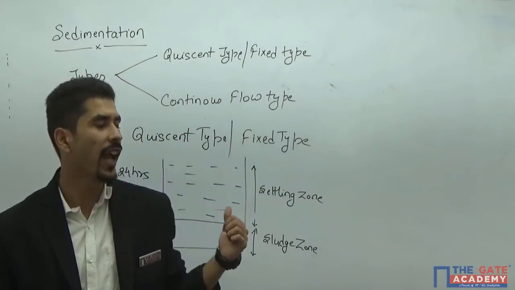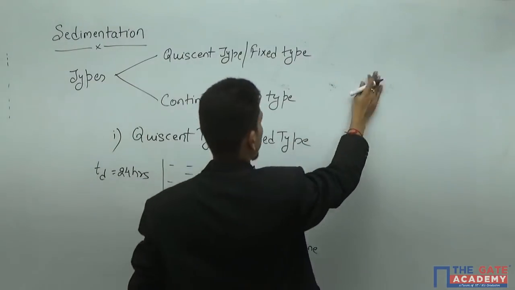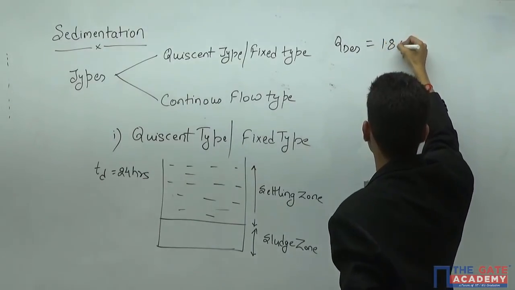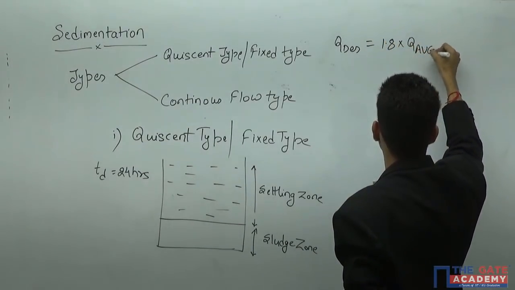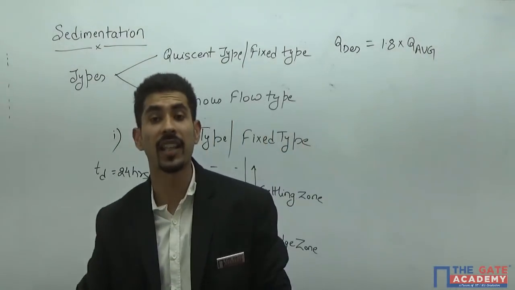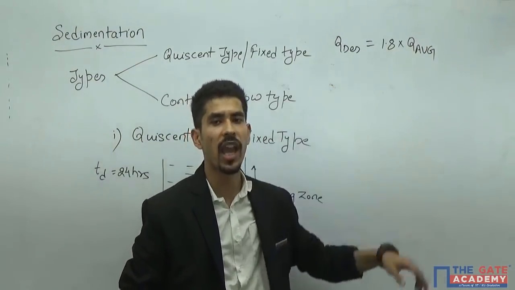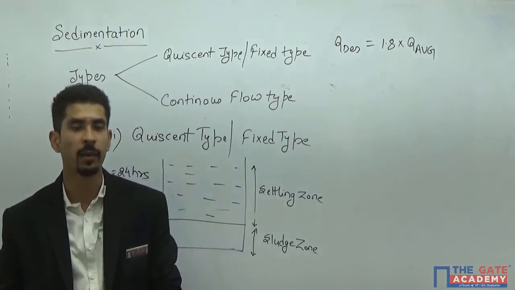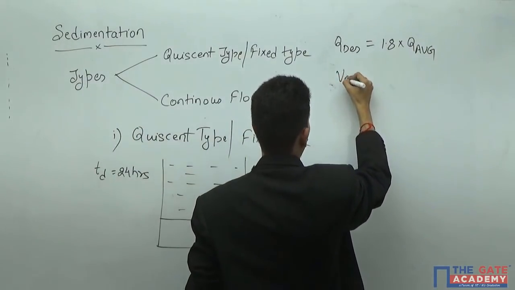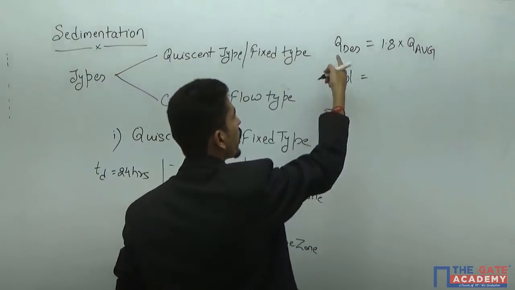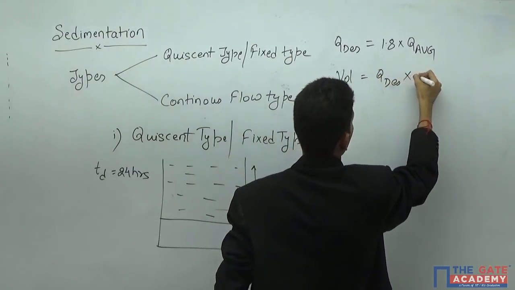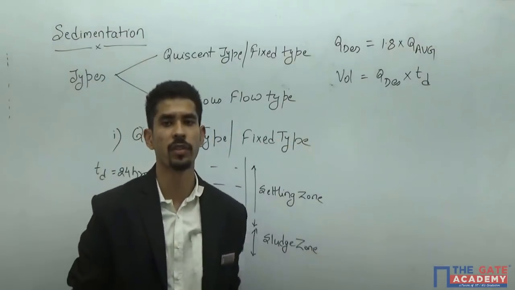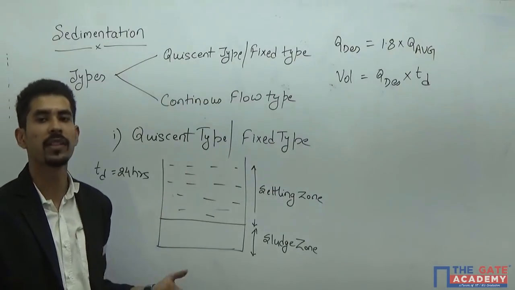Next, this type of tank is designed for Q design equals 1.8 times Q average. We know that the maximum daily demand is nothing but 1.8 times the average daily demand. This type of tank is designed for 1.8 times the average daily demand, and the volume of this tank is calculated as Q design into detention time. So this is a fixed type or quiescent type sedimentation tank.